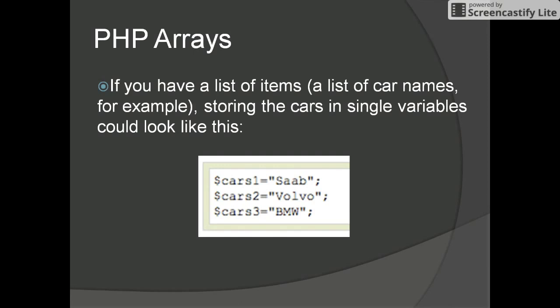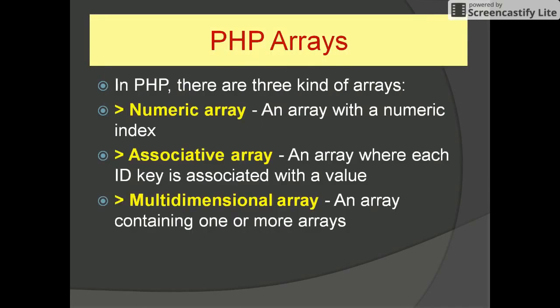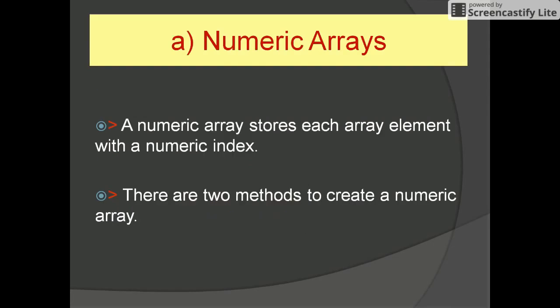In PHP, there are three types of arrays: numeric array, associative array, and multidimensional array. A numeric array is an array with numeric index 1, 2, 3, 4, and so on. An associative array has an ID associated with a value. It has a key value pair. Then comes a multidimensional array. It is an array containing more than one array, numeric or associative.